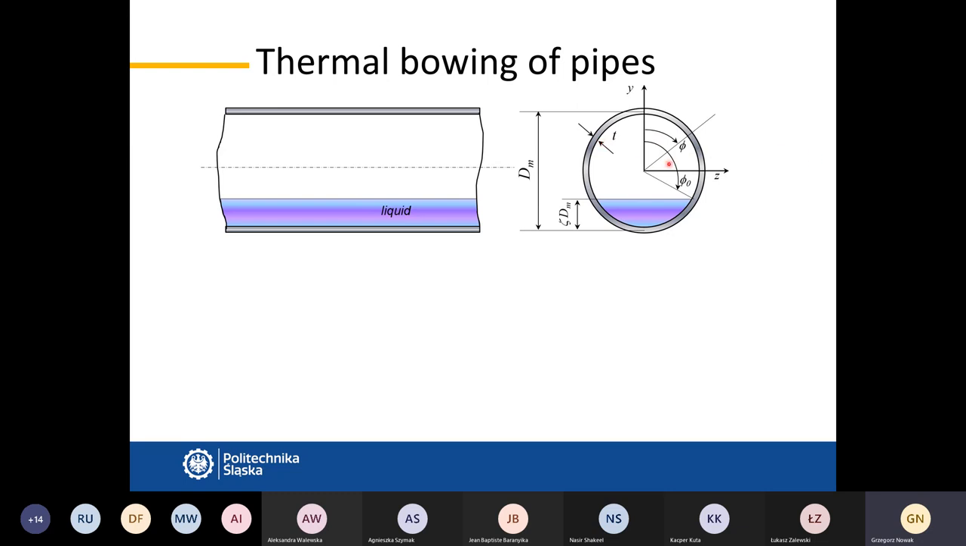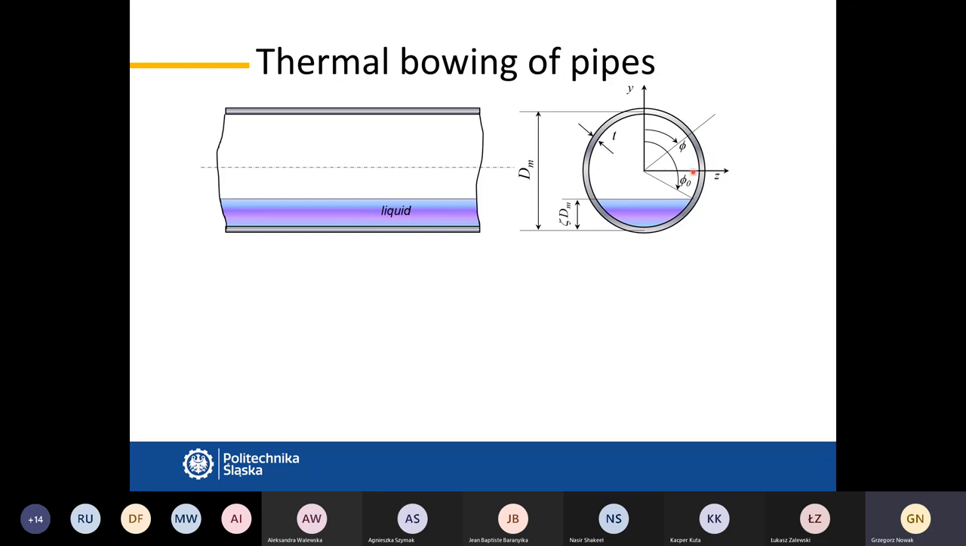We have here the coordinate system. So x is the axis of the pipe. Y is the vertical direction. But we'll also introduce here angle phi measured from the vertical line, so the vertical axis, so from the y axis. And it will show us an angular location on the pipe.